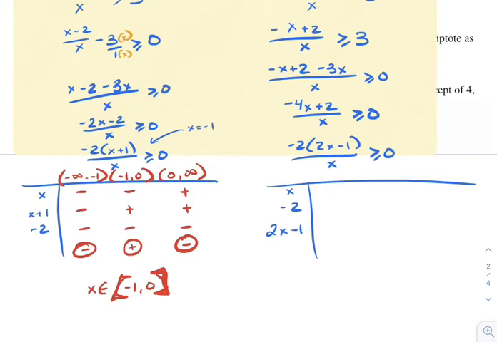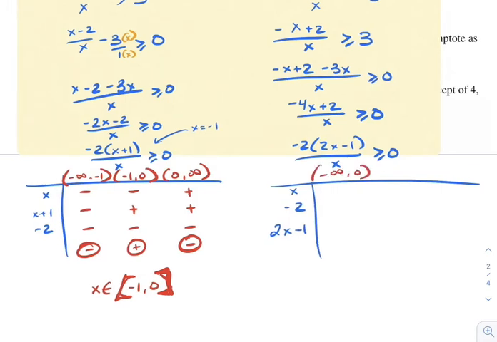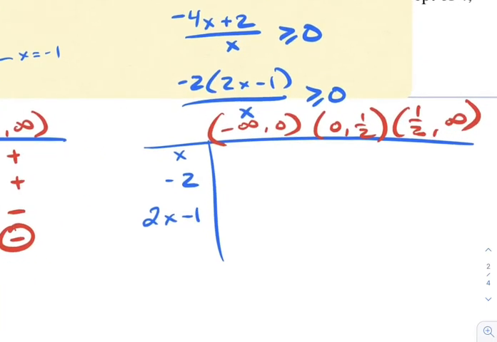So the first one's going to go from -infinity to 0, from 0 to 1/2, and then from 1/2 to infinity, always being broken up by the x-intercepts. So when x is negative, a big negative results in a negative. That's a negative value, so that's not part of my answer.